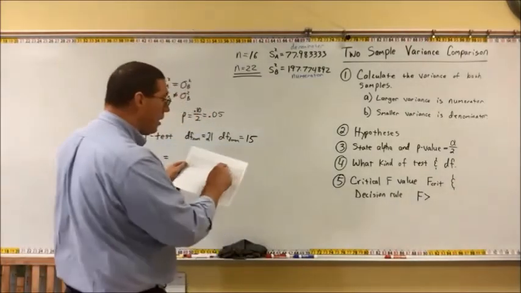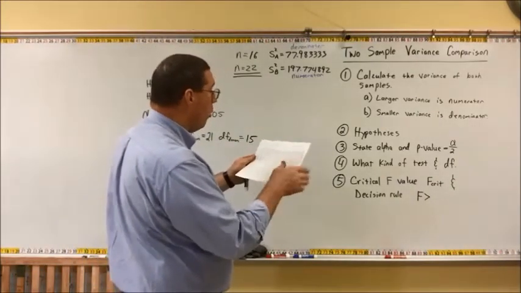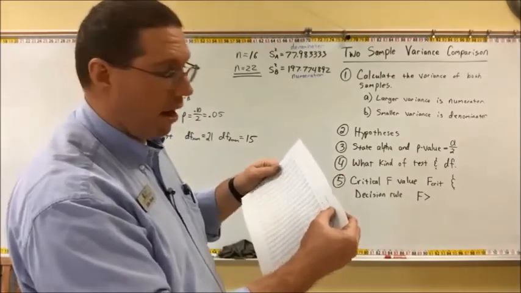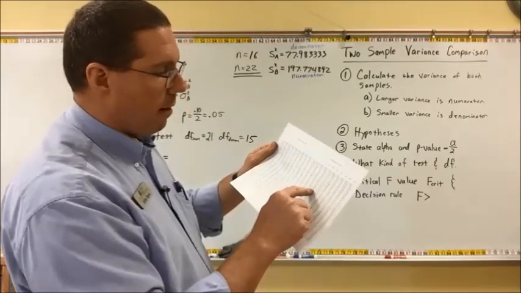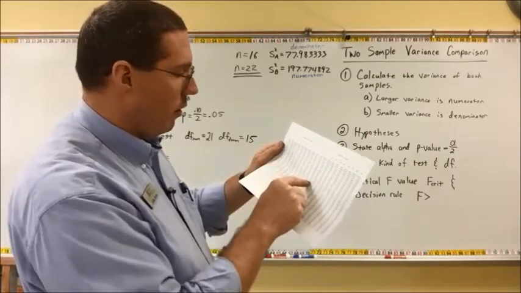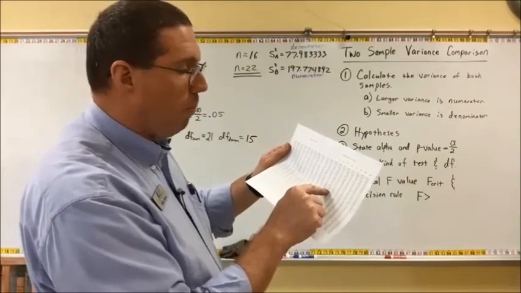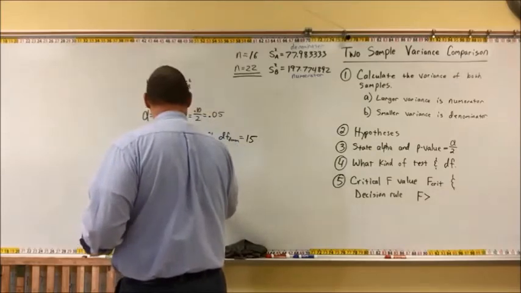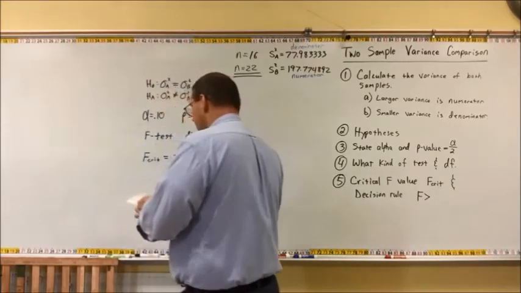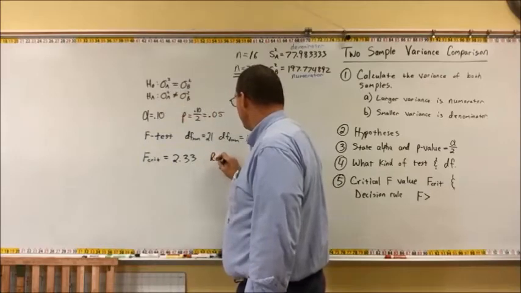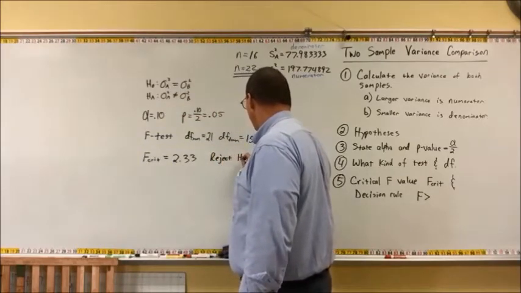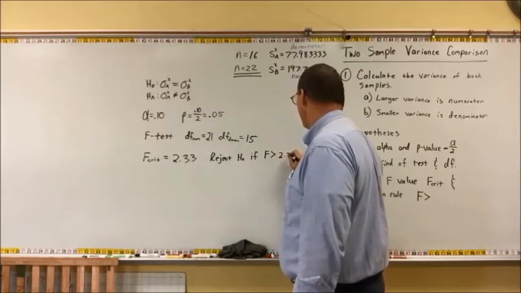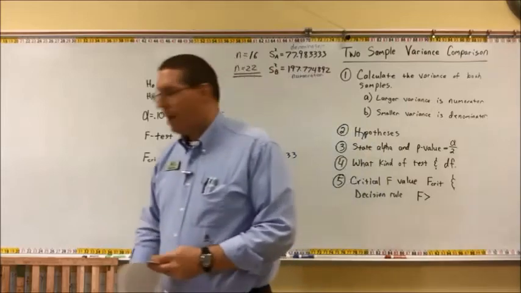So when we go to 20 on the top, down, oh, I'm on the wrong side. I'm on the 0.01 side. Make sure you're on the right side. We got to be on the 0.05 side. So I'm going to go to 20 at the top, and I'm going to go down to where 15 is. If I go across 15, I get 2.33. So my critical F value is 2.33. And now my decision rule is reject H sub O if F is greater than 2.33.